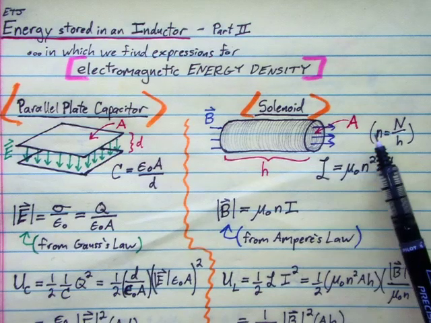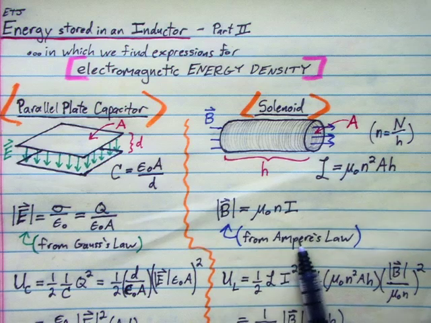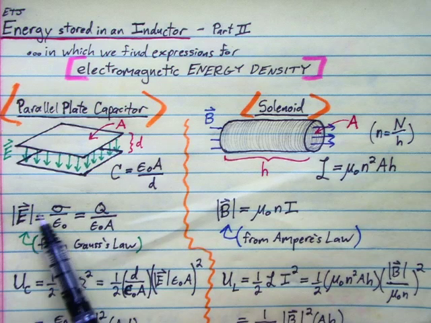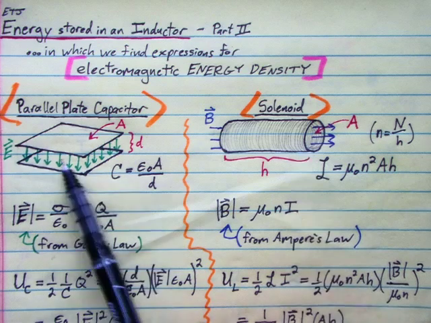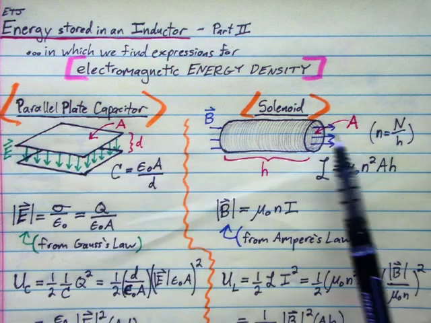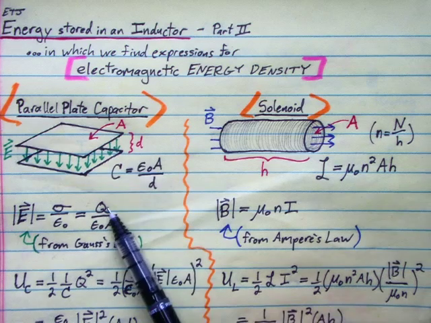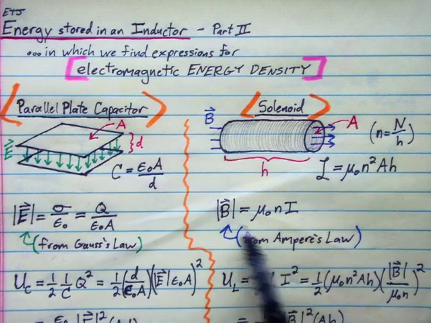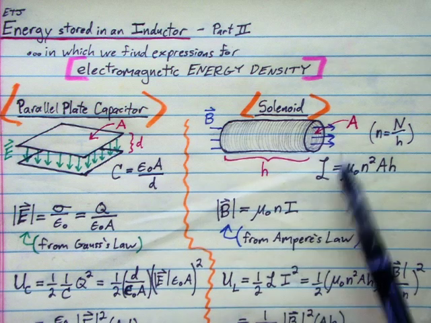And from Gauss's law and Ampere's law, we can get expressions for the field strength inside each device as a function of charge on the plates in the capacitor case, and as a function of current running through the wire in the solenoid case.